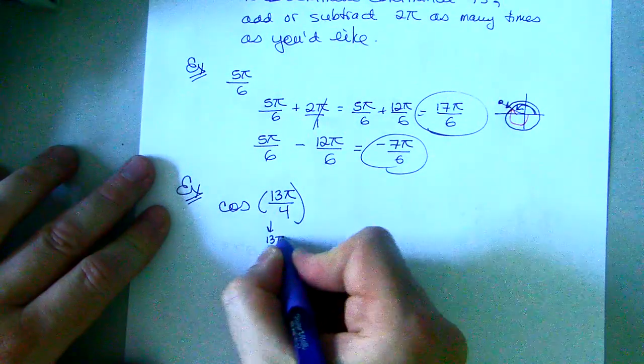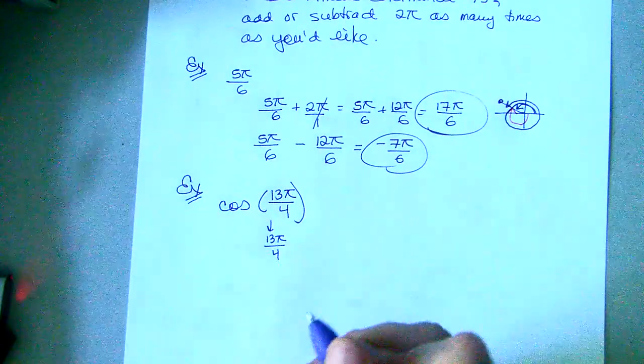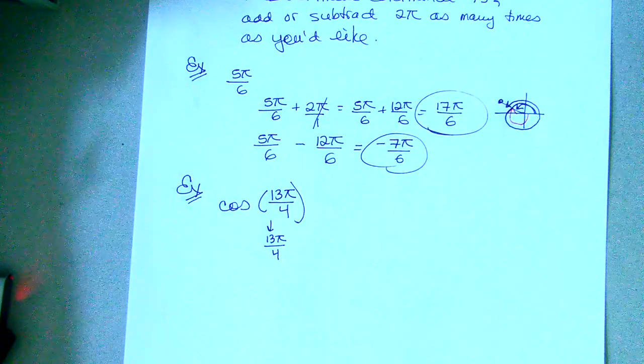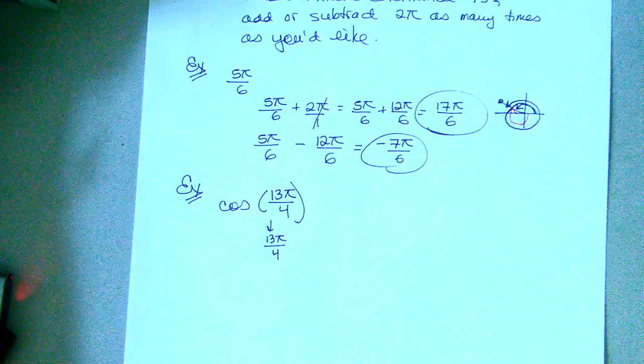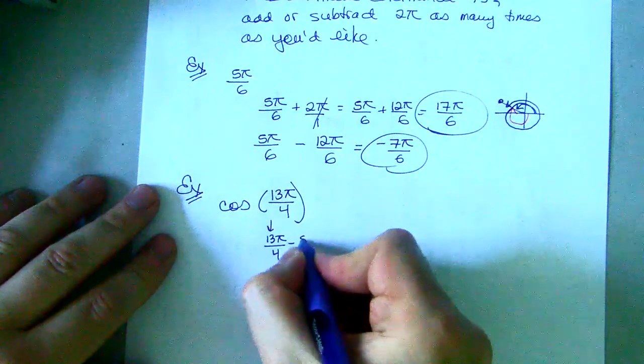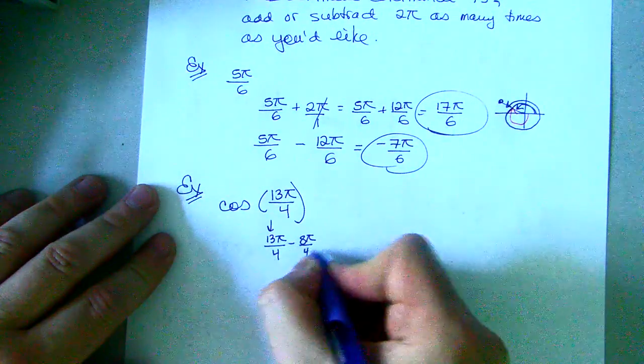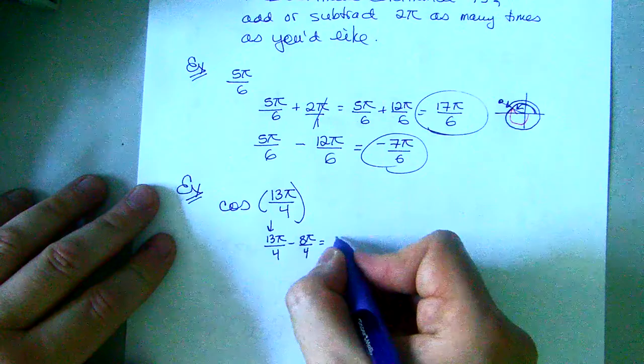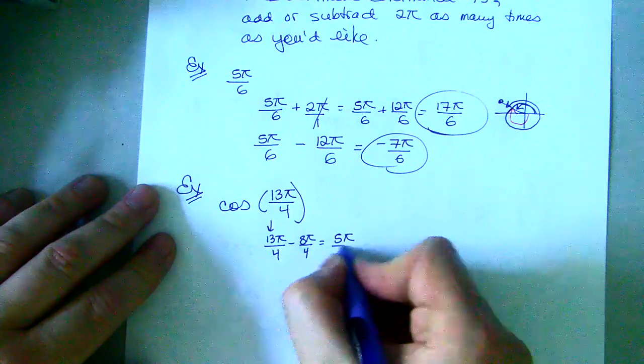Okay, so 13 pi over 4. I feel like adding 2 pi, adding 8 pi over 4 is not going to help me because I want an angle between 0 and 2 pi, one of my good angles around the unit circle. So let me subtract 2 pi, or really let me subtract 8 pi over 4. 13 pi over 4 minus 8 pi over 4, that's 5 pi over 4.